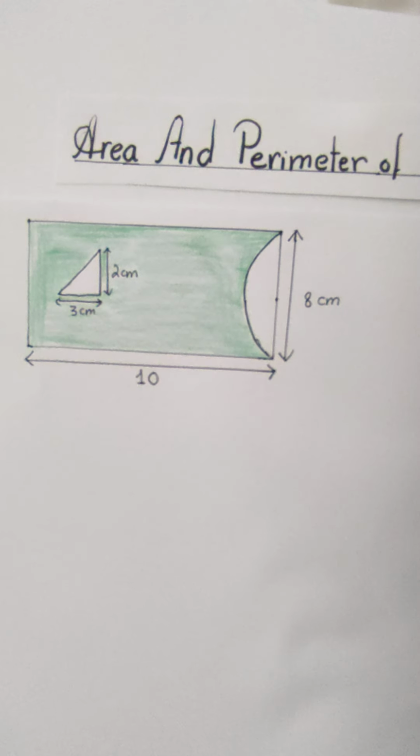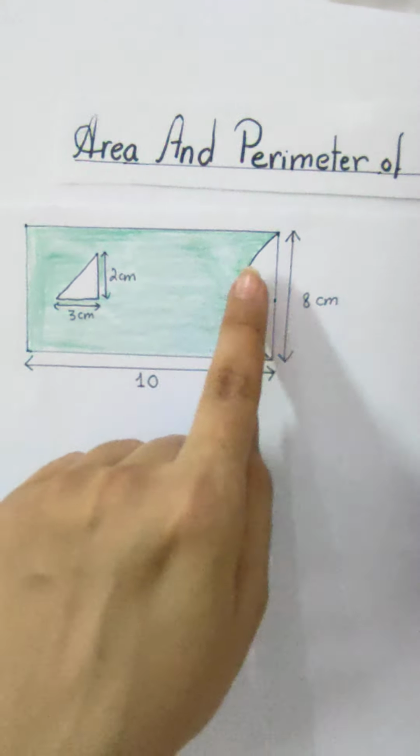Today we will make one more video related to area as well as perimeter of a closed shape. But this video is different as compared to the previous one. In this video we find the area of the shaded region.